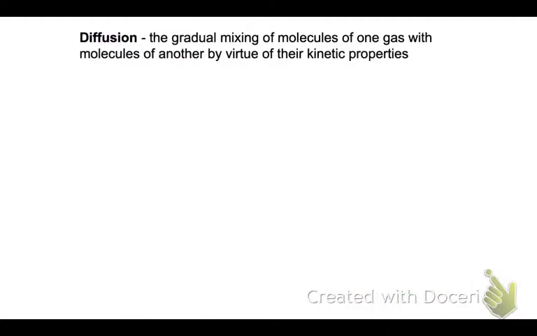Diffusion is the gradual mixing of molecules of one gas with molecules of another by virtue of their kinetic properties. An example of diffusion: if I spray perfume at one corner of the room, somebody sitting at the opposite corner will know that I did so. Why? The gas diffused with the other molecules in the air till it reached the nose of the other person and bound to the receptor that causes you to smell it, right?